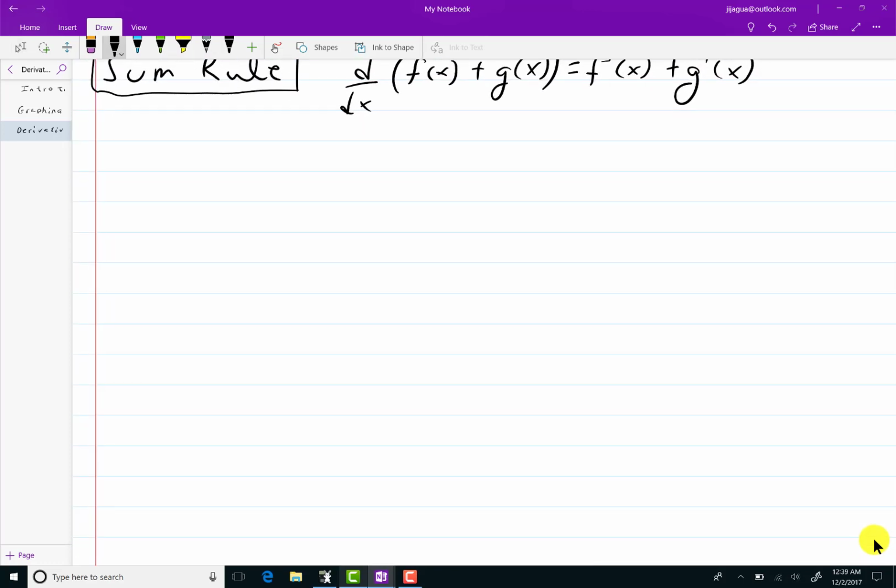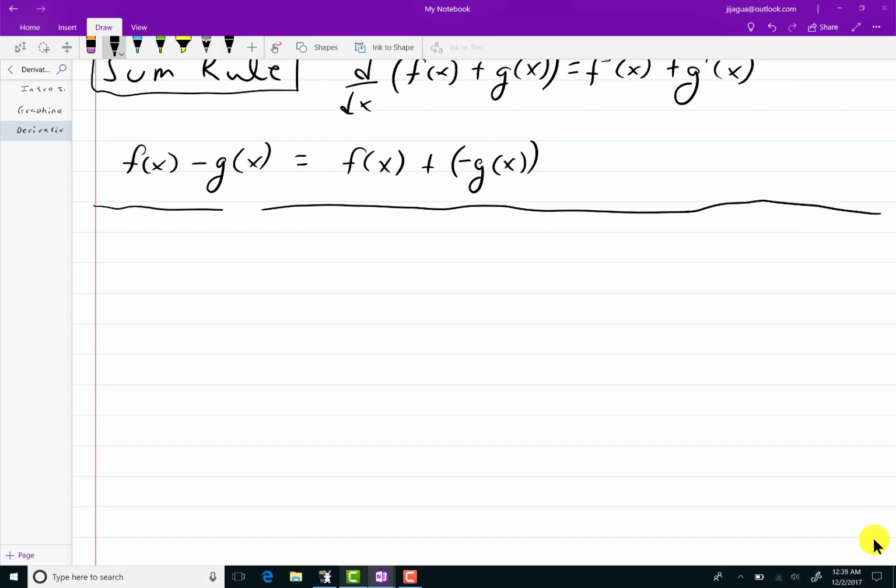Now, with that in mind, you don't need a subtraction rule, because if I want to do f of x minus g of x, I could simply rewrite it as f of x plus negative g of x. And negative g of x is a differentiable function. So you don't have to worry about the subtraction rule being different from the sum rule. It is definitely the same.